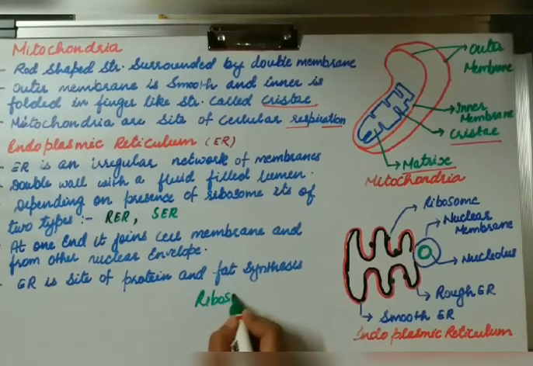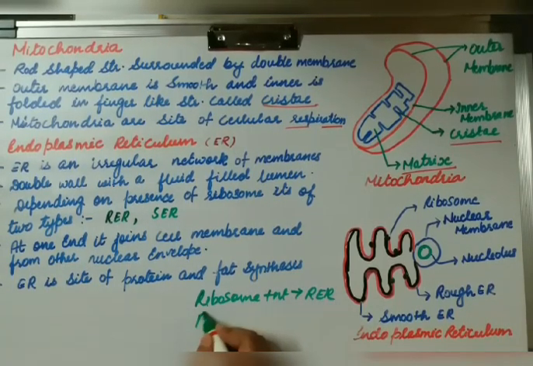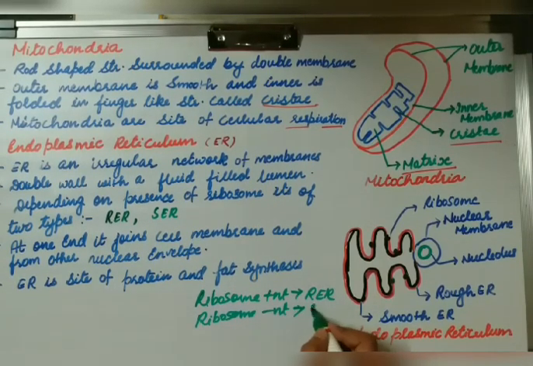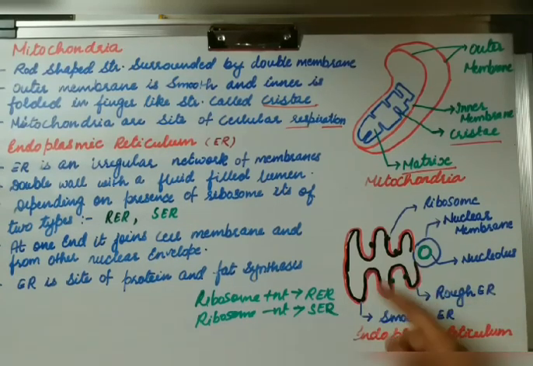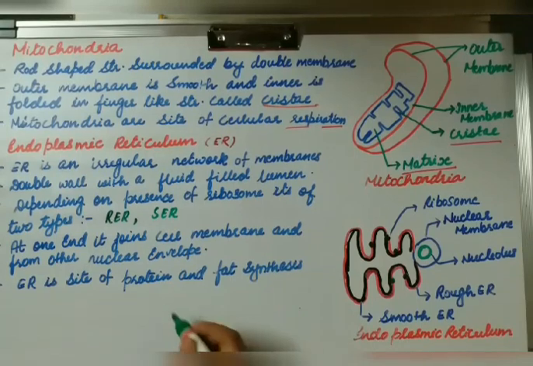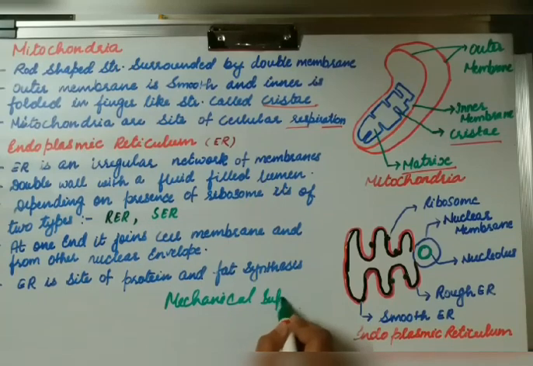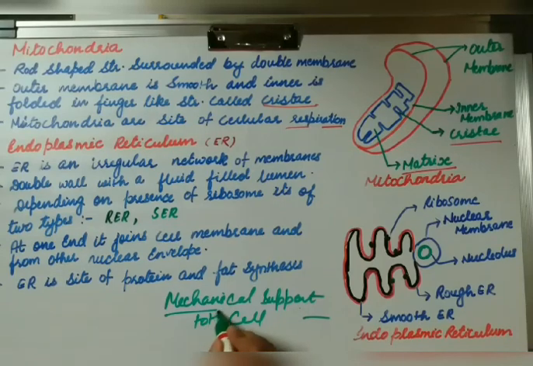Ribosome present, that is your RER. Ribosome absent, that is your SER. So depending on the presence of the ribosome, there are two types, RER and SER. Now, this endoplasmic reticulum provides mechanical support to the cell.